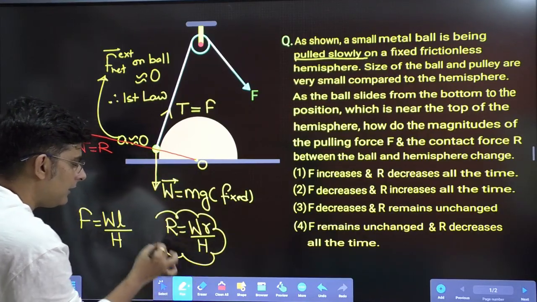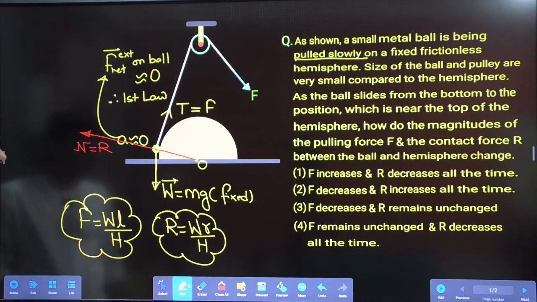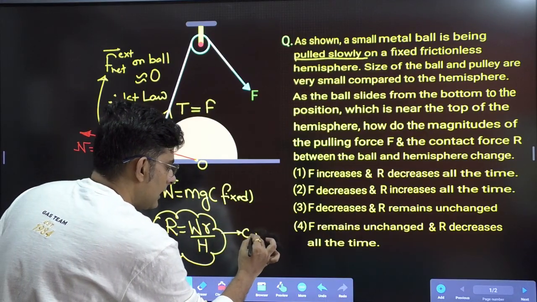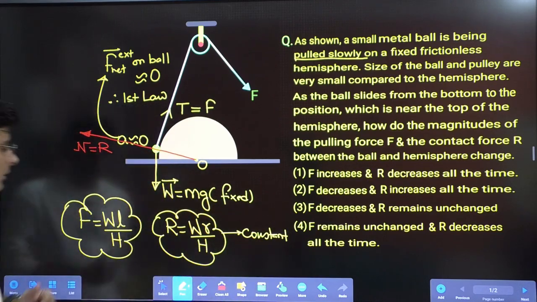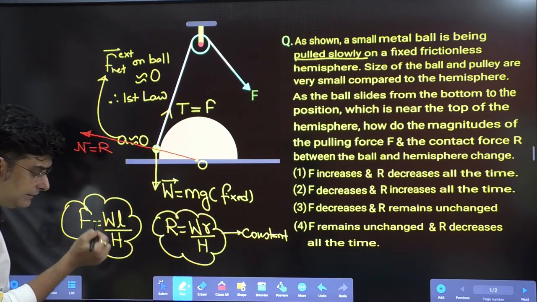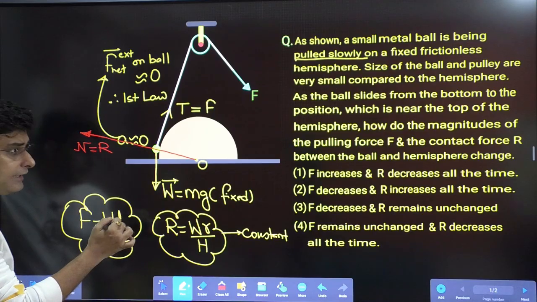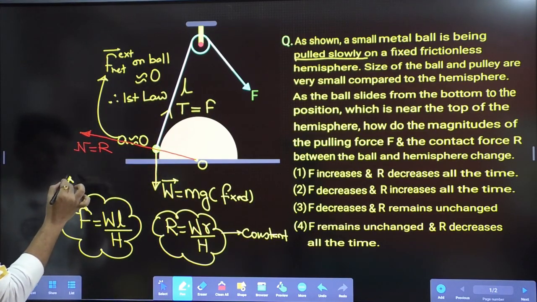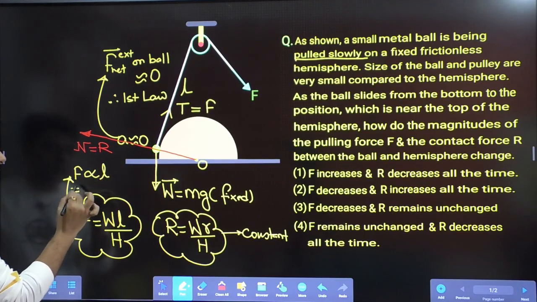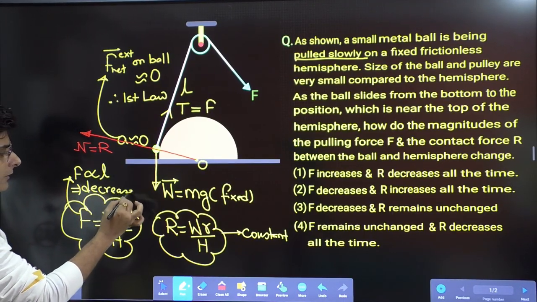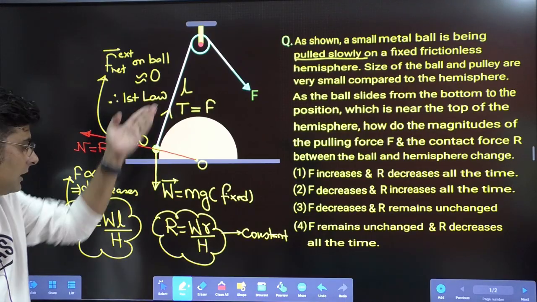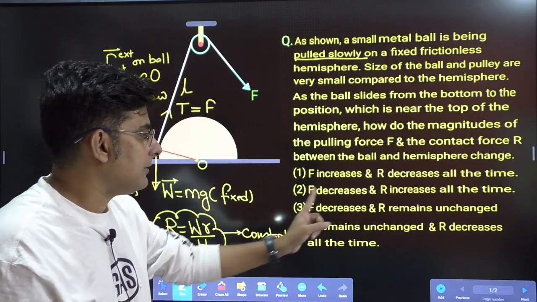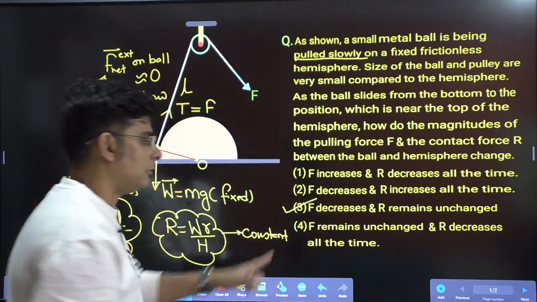Now this tells you everything. See how W is constant, H is constant, and R is also constant. So this capital R becomes constant. It does not change. And here you can see W is constant, H is constant, but L we know is decreasing. As we are going up, this length L I said is decreasing. So if L decreases, so F is directly proportional to L. So F will also decrease. So as the ball goes up, F decreases, R remains fixed. Which option will be correct? F decreases, R remains fixed. We have the third option to be the correct one.